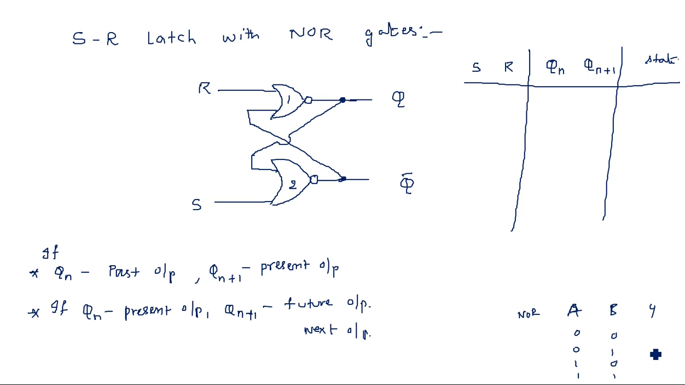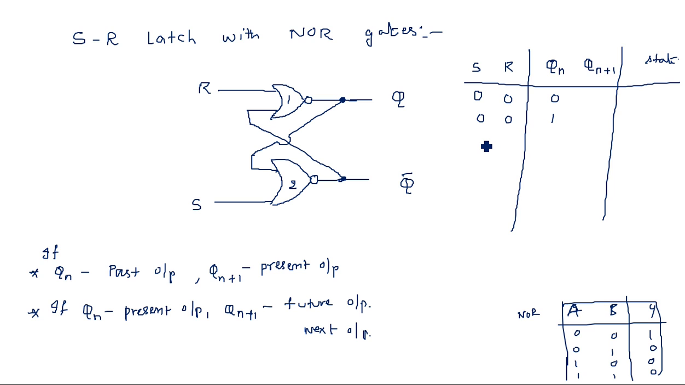An OR gate is 1 when any of the inputs is 1. Now the opposite is the case with the NOR gate. This is the NOR gate truth table. According to this truth table, we are going to design this SR latch table. When both inputs are zeros, the output is 1, and in the remaining cases the output is 0. That is the NOR gate.